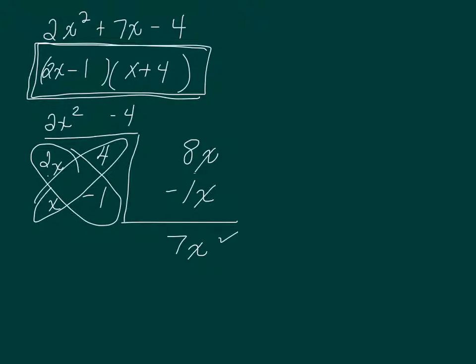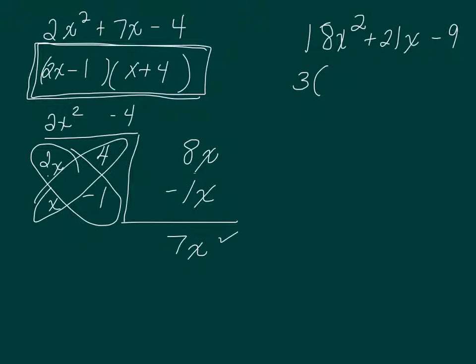Let's try just a couple more. What if I have 18x squared plus 21x minus 9? I think all of these may have a common factor. I think they might have a common factor of 3. So I'm going to take a 3 out.